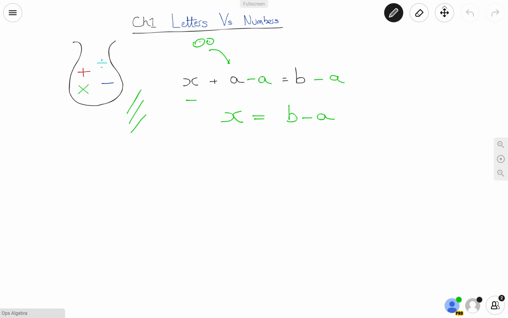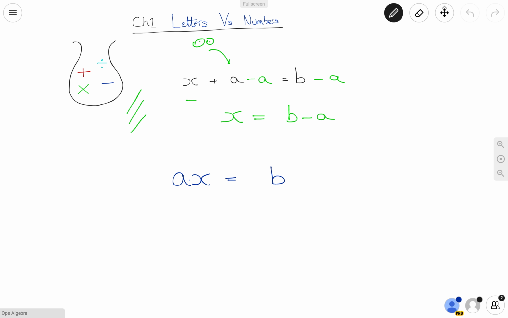So let's have a look at another one. Okay, what if I gave you ax equal to b? Okay, so I've got a times x, that's what it means, a times x, equals b.